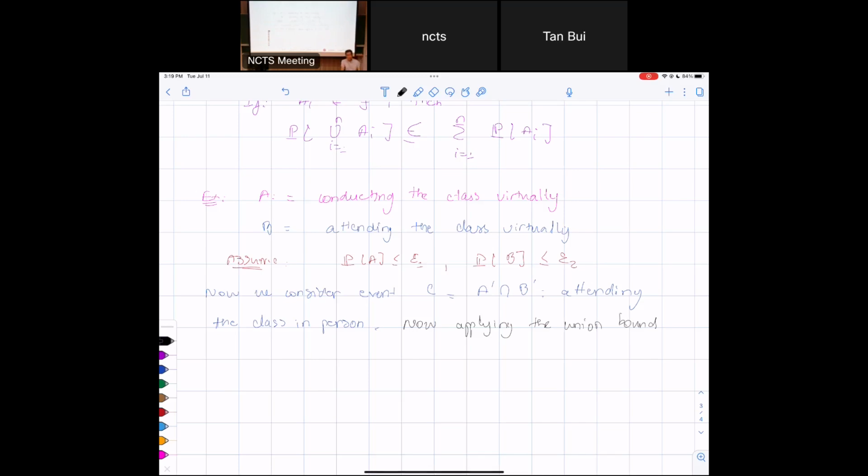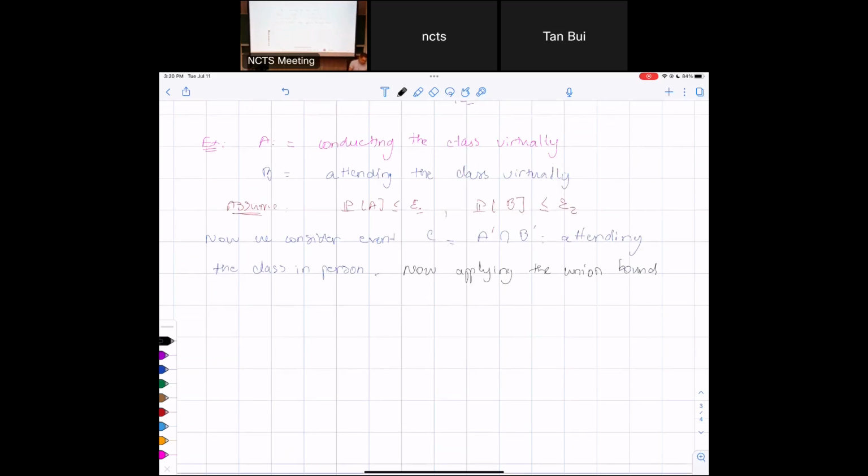So basically, you ask yourself, A is the event of conducting the class virtually. The probability of this is actually small. And the probability of attending class virtually is also small. The question now is, let's say I'm the lecturer here, what's the probability that you come here to attend the class? Because if it's high, then I'm going to come. If it's low, then there's no point in coming here, if the probability that the students or participants show up is so little. So that's a question for me.